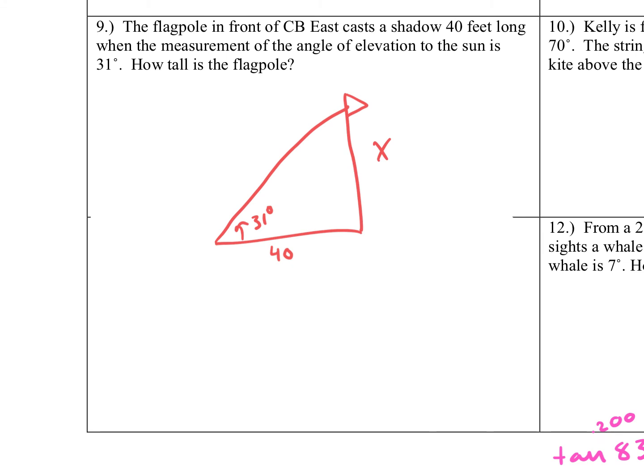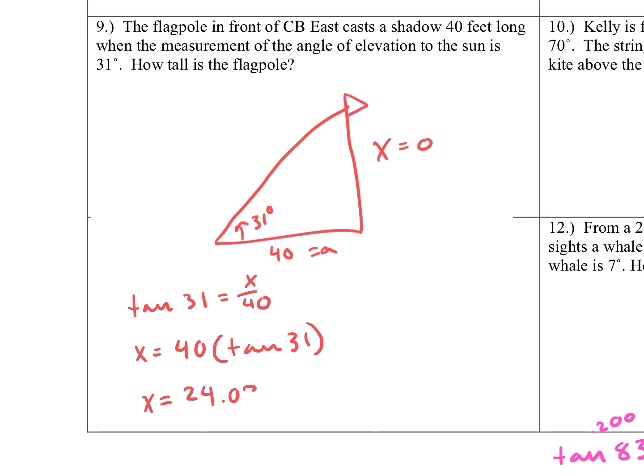So which trig function do I need to use here? Tangent. I take the tangent of 31. Tangent is opposite over adjacent, so that would be equal to x over 40. So multiply both sides by 40. X is going to be equal to 40 times tangent of 31. And then we just put this into our calculator. So what do we get for x? 24.03. 24.03 what? Feet. Don't forget the feet.